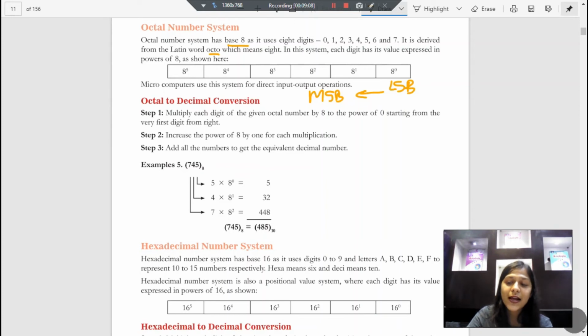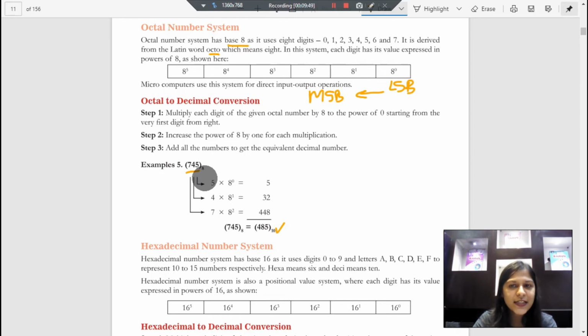Now we will look at the way we can convert octal to decimal. Multiply each digit of the given octal number by the power of 8 to the power of 0, starting from the very digit from the right. We'll begin from the least significant bit. Okay, so if there's a number that is 745, now we want to convert it into decimal. So the pattern remains same. So the procedure remains same. We have to multiply the number with the weightage of the number, and weightage of the number is the base raised to the power of the position of the number, right?